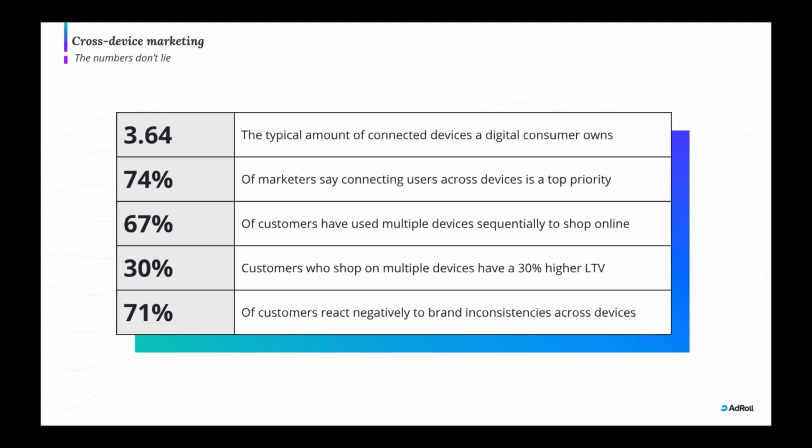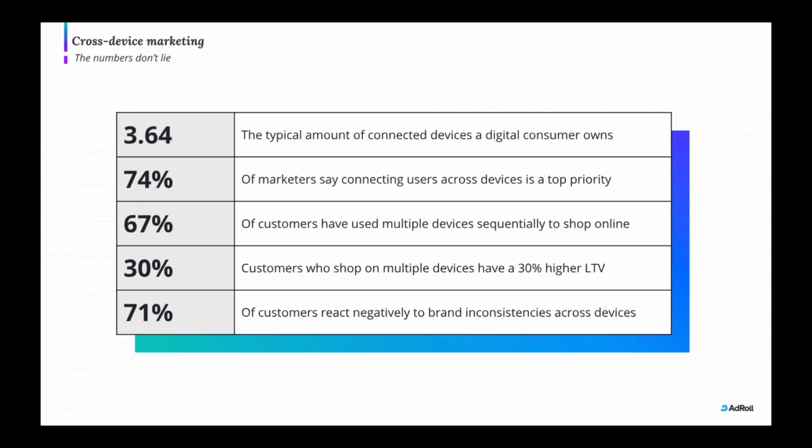Also, 67% of customers have used multiple devices sequentially to shop online, meaning that they might research your brand on their desktop and then go home and look at it on their tablet again. So they're using multiple different platforms in order to research your products online. Additionally, customers who shop on multiple devices have a 30% higher lifetime value. And this really makes sense when you think about it, right? Because if you're able to reach them on multiple different devices in multiple different environments, you're really keeping your brand top of mind for them, and you're making sure that your brand has that staying power when they're in market to buy a product like yours.